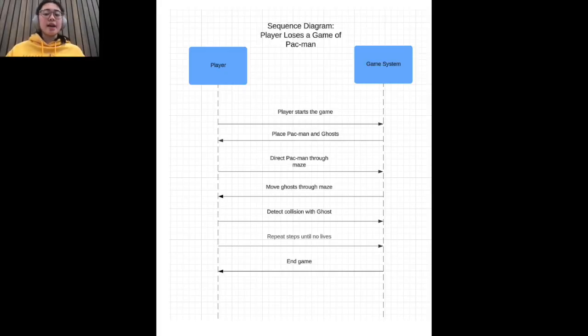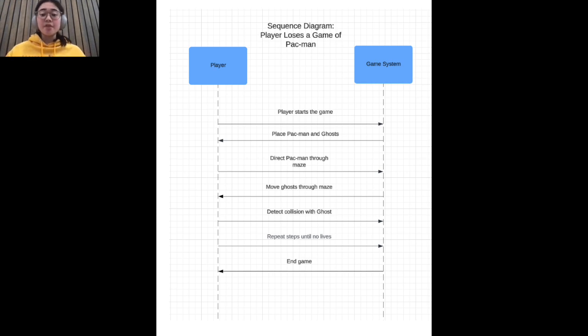Next, let's examine the sequence diagram, which depicts the flow of events in this scenario where the player loses a game of Pac-Man. This diagram provides a step-by-step visualization of the interactions between the player and the game system. The sequence begins with the player starting the game, prompting the game system to place Pac-Man and the ghosts in their respective starting positions.